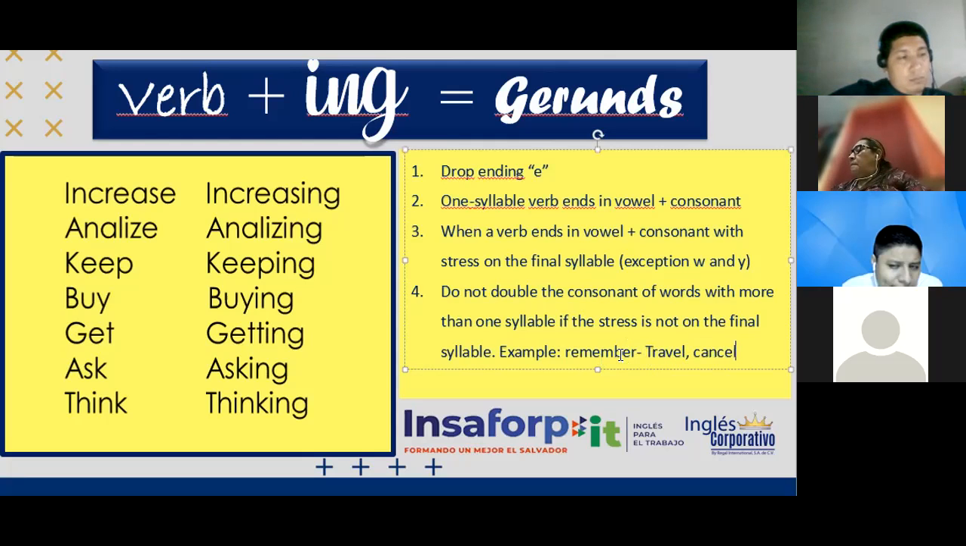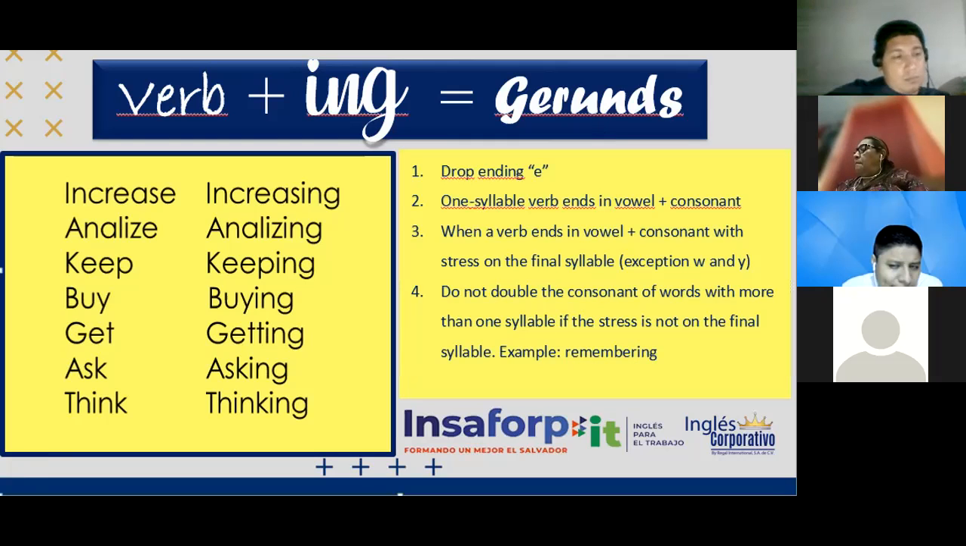Pero si la fuerza de voz, ¿okay? No está en el final, ¿ya? Entonces no vamos a doblar la última consonante. Se queda tal como está. En cambio, en travel sí ponemos doble L, ¿verdad? Pero en remember solo le agregamos ing. Y los que se parezcan a estos, que son más de una sílaba y que el acento lo llevan en la anterior a la última, quedan exactamente igual y solo se les agrega ing. ¿Ok? ¿Estamos hasta ahí? Son cuatro cosas que hay que considerar a la hora de escribirlos.